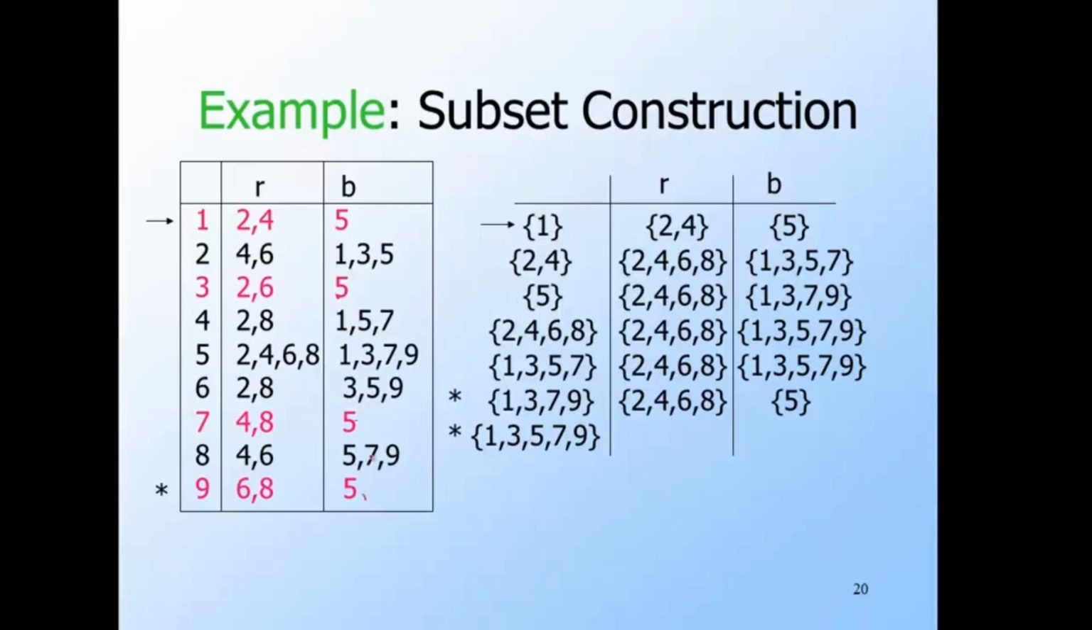So what you get is the set containing only 5. That is a state that we've seen before, as of course is 2, 4, 6, 8. So we don't have to add any new states. And finally, 1, 3, 5, 7, 9 also yields no new states. And so we now have completed the entire transition table for the DFA.